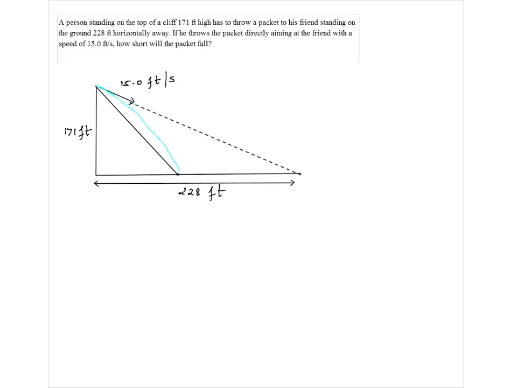And now, coming back to this question. So one aims like that, gravity bends, and it falls here. How short will the packet fall? We want to know this distance.